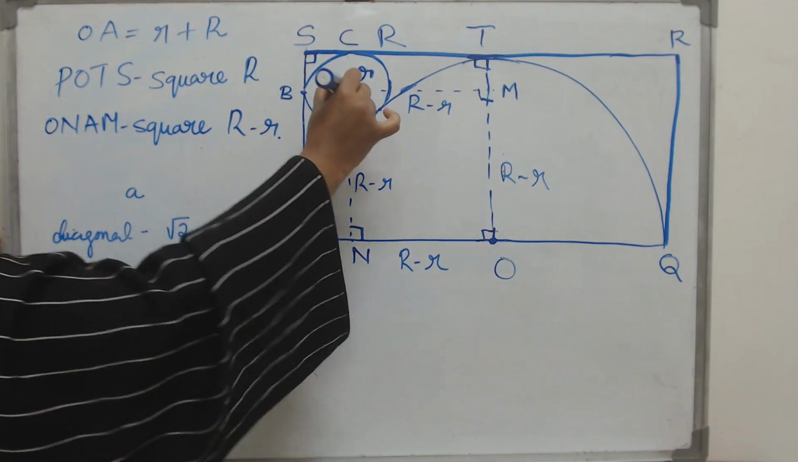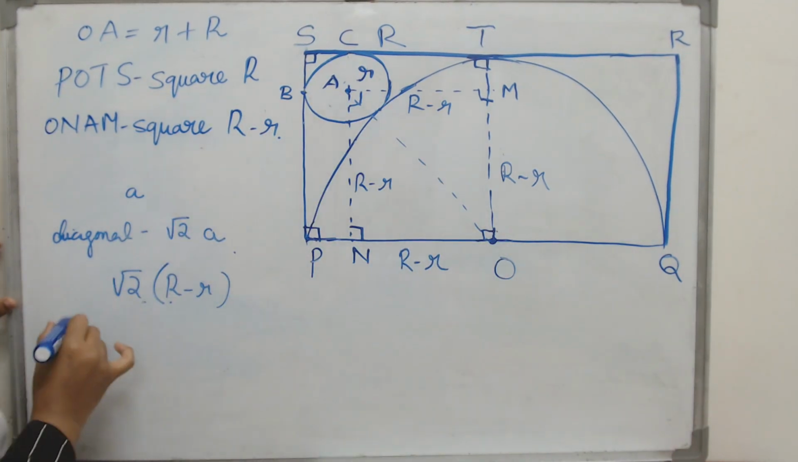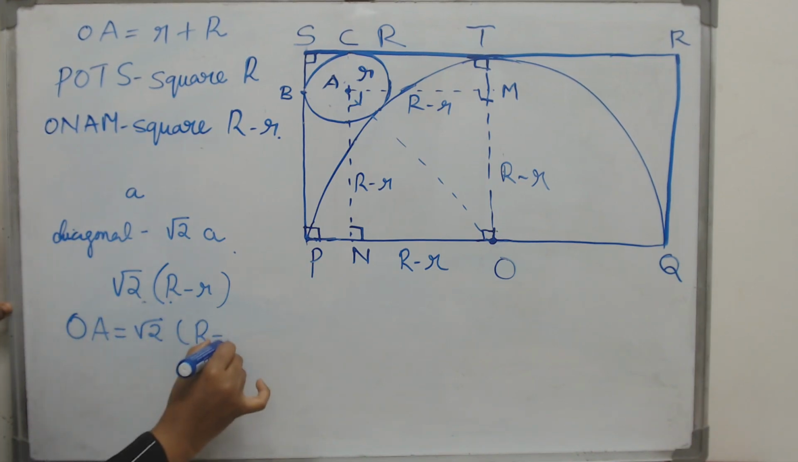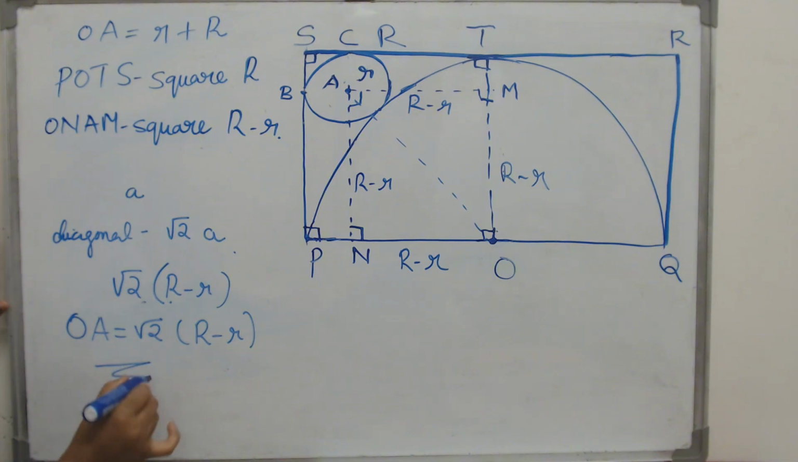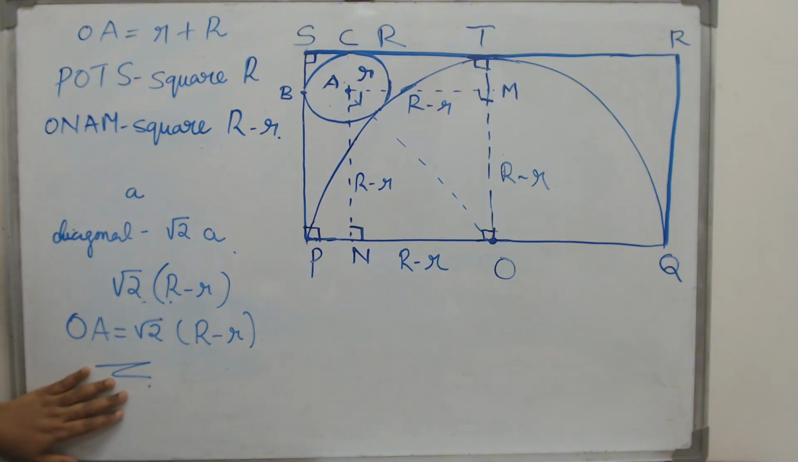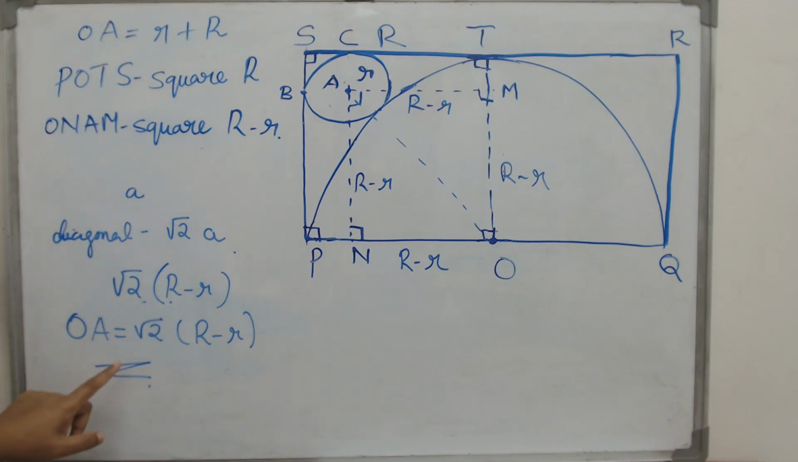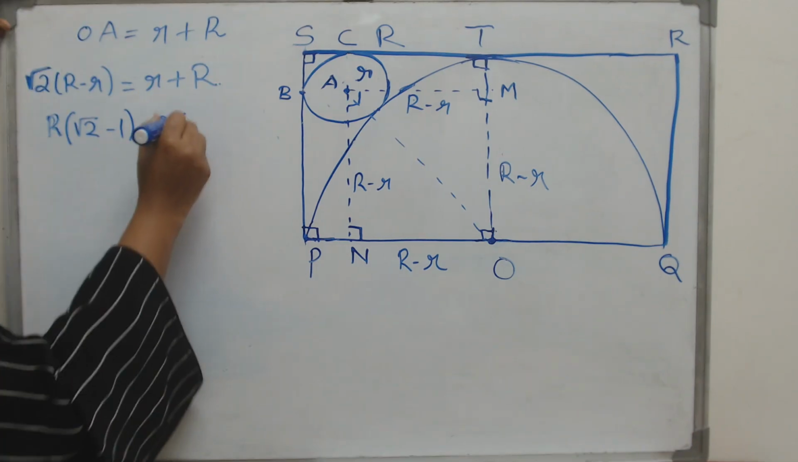But then what is OA? OA is a diagonal, which means what? OA is going to be square root of 2 into R minus r. So there we have got another expression for OA. All we have to do is equate these two and get a ratio between the two radii.